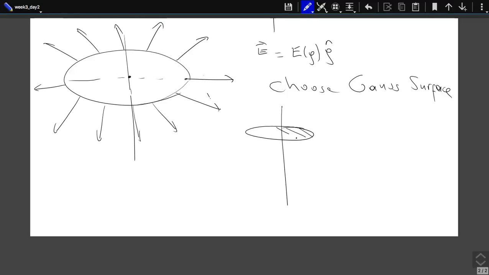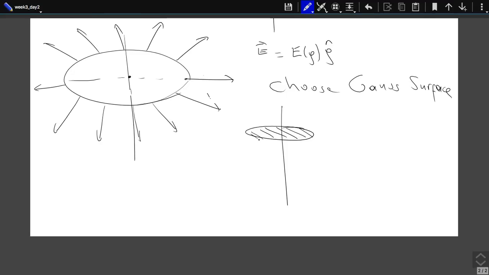Okay, this is a flat area. But for a Gauss surface, I have to choose a closed surface. So just a flat area won't be enough for me. Now, this is one possibility. I have to choose an area which is perpendicular to the electric field.